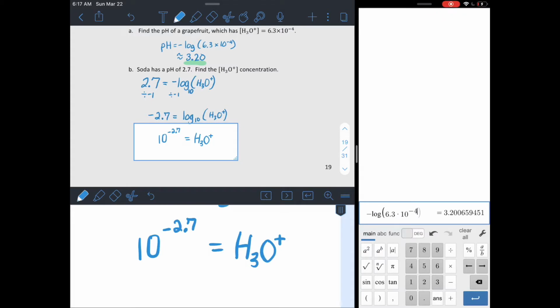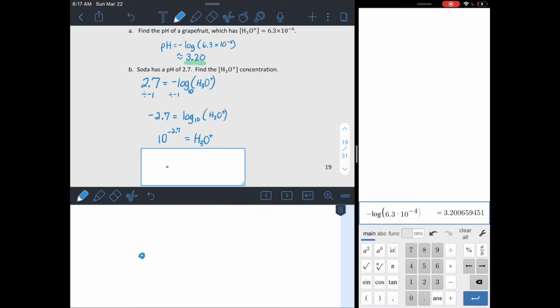And then if you just do 10 to the -2.7 power, you're going to get approximately 0.002, or they like to do scientific notation for these, so 2.0 times 10 to the -3rd. Either is fine.